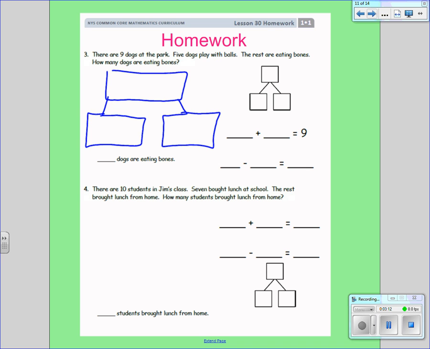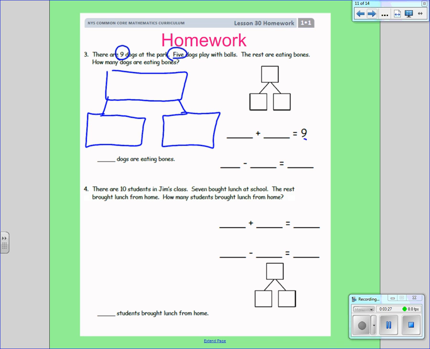There are 9 dogs at the park. 5 dogs play with balls. The rest are eating bones. How many are eating bones? So now we've got our 2 numbers that belong with our family. We need to find the third one.